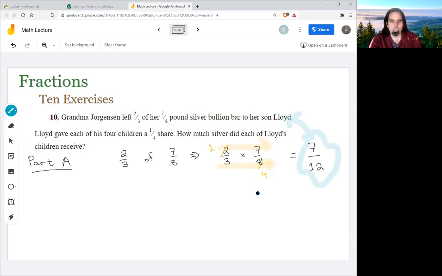Lloyd has 4 children, and they each get 1/4 of it. So for part B, then we're asking what is 1/4 of 7/12. And again, of is multiply.